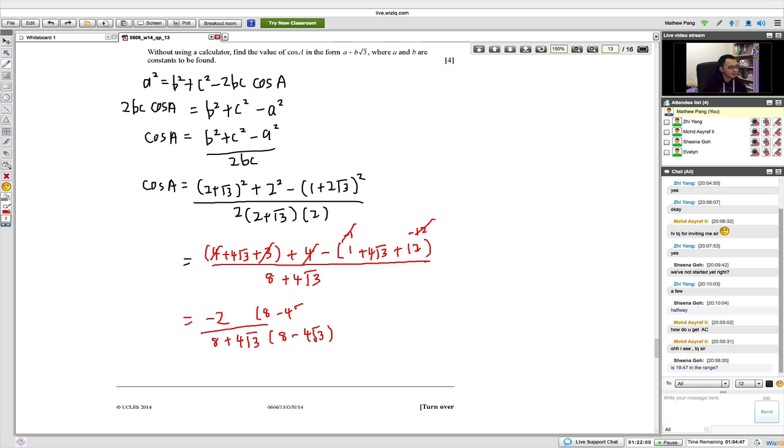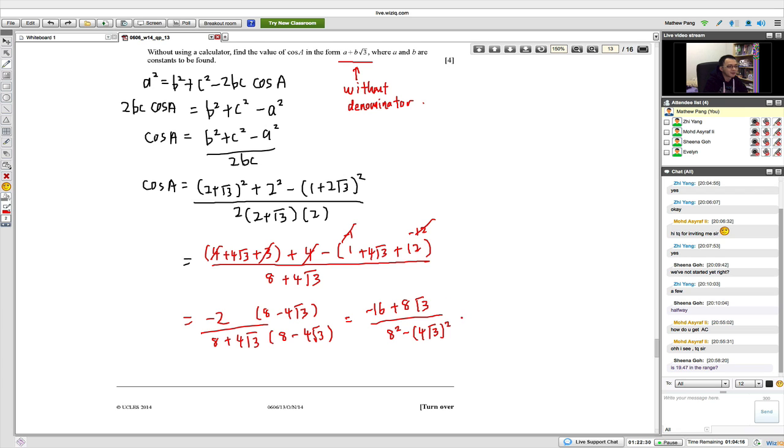Why do you want to rationalize? Because the question says you have to leave it in this form, without a denominator. Whenever you see the form without a denominator, you always need to do the process called rationalize. So for the bottom I will get A square minus B square. The top I just multiply, and I get negative 16 plus 8 sec 3.